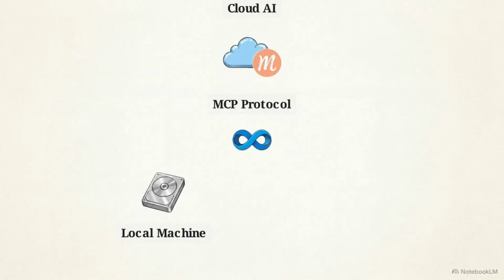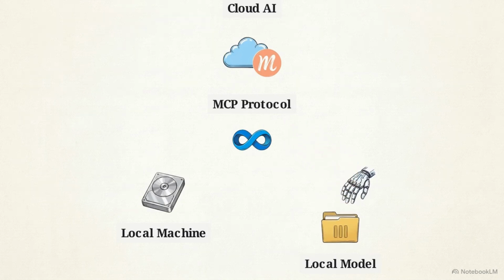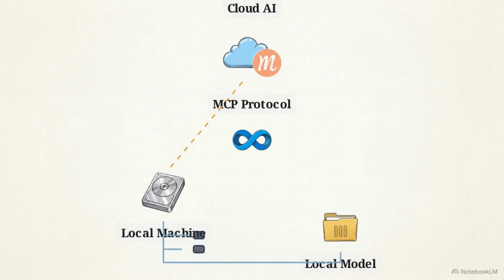An MCP server acts as mechanical hands for the AI. Claude generates DAX, but requires the server to physically construct those measures inside your local file. Because Claude operates in the cloud, it needs the exact local folder path to execute these commands.